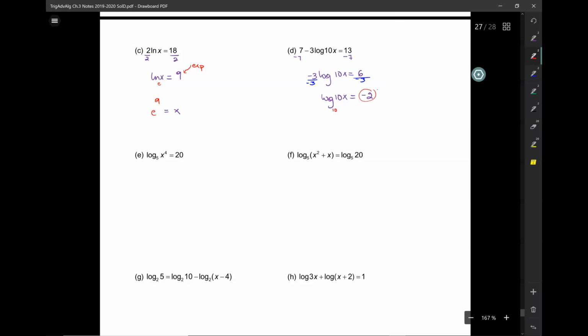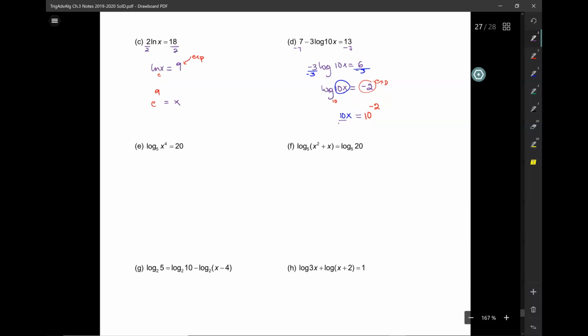Every base needs an exponent. That's the exponent. So I say base to the power of negative 2 is equal to what you haven't used, 10x. So now I divide by 10. So x is 10 to the negative 2 over 10, which is what? It's 10 to the negative 3, because you subtract, right? This has an exponent of 1. So it'll be negative 2 minus 1. So x is 1 over 10 cubed, which is 1 over 1,000. Let's do that again, yeah?